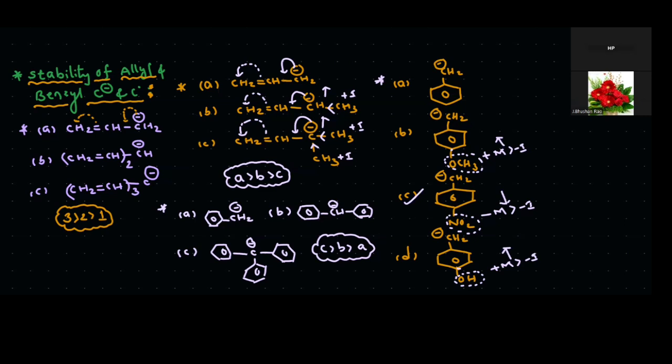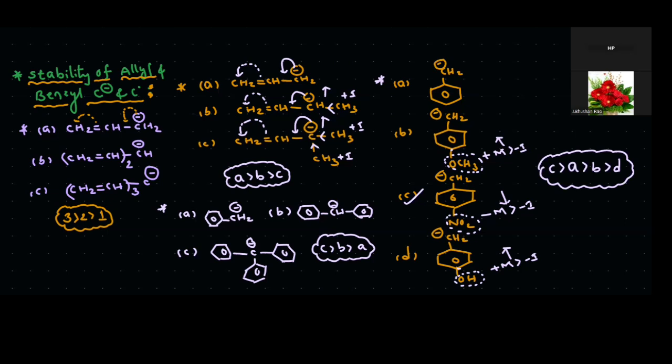Next, in B and D, the OCH3 and OH groups are both plus M. Of these two, which one releases electrons more effectively? The OH group releases more effectively than OCH3. So B is more stable than D. This is the stability order of the benzyl carbanion. This is one kind of example.